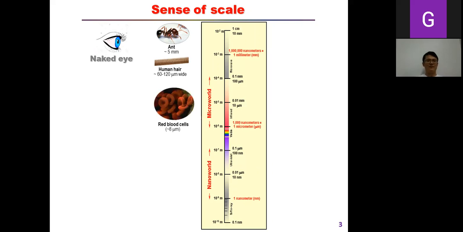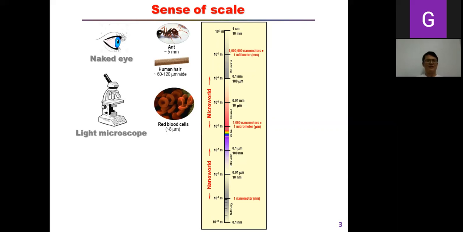As the dimension goes down, we enter into a micro world, covering a dimension from a few micrometers to a few hundred nanometers. For tiny things with a dimension in this range, such as red blood cells, which are 8 microns, we need the aid of a light microscope to see them.